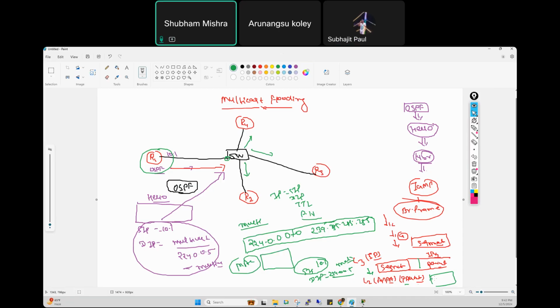Now what is the destination IP address? 224.0.0.5. That is the multicast. If your source IP is unicast, it means your source MAC must be a unicast. If your destination IP is multicast, then definitely your destination MAC will be multicast. अरे अंडरस्टैंड ना?